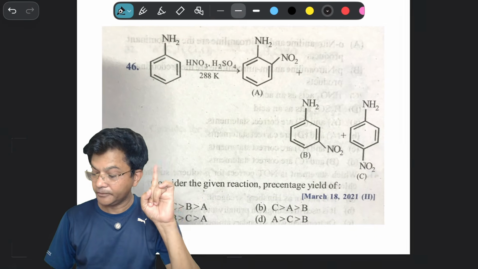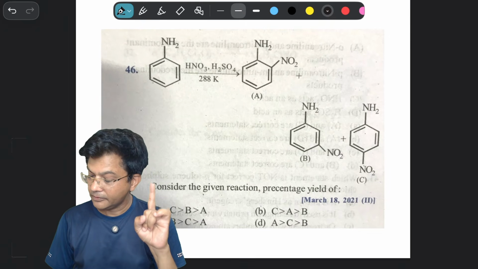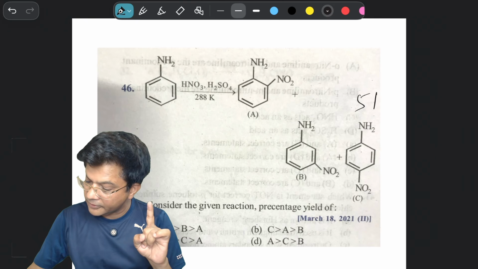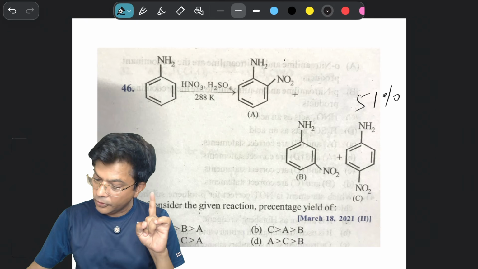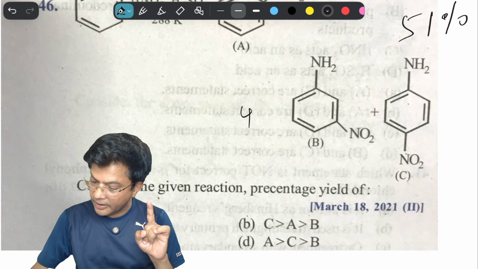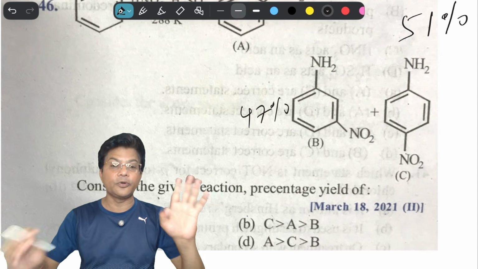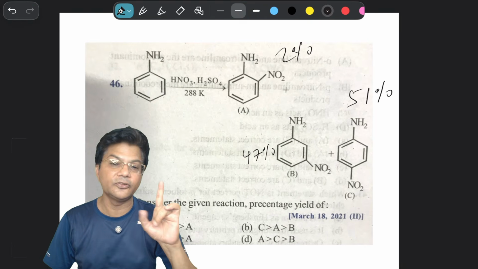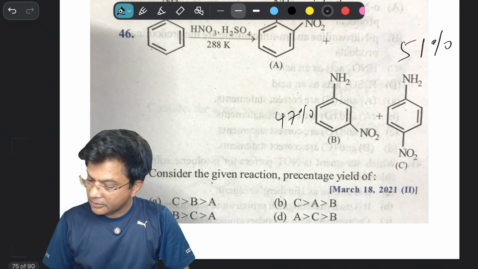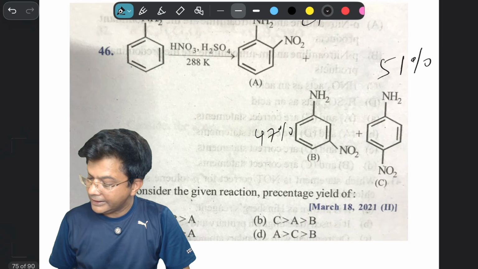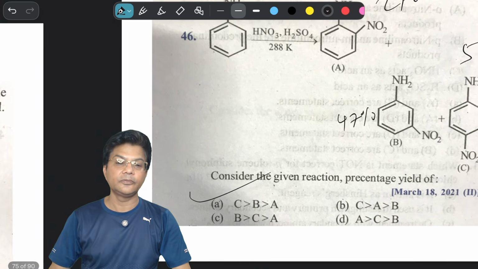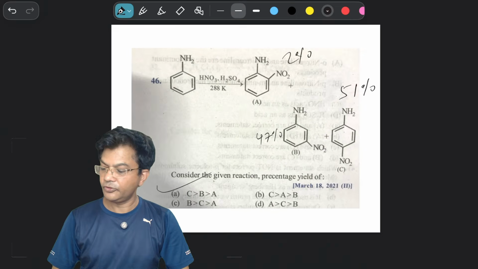Very good question. Aniline on nitration. So the para one is 51%. Ortho is just 2%. And meta is 47%. You have to remember this, it is given in your NCERT. Now what are they asking? Consider the given reaction, percentage yield C, B, A. CBA, A should be the correct answer.